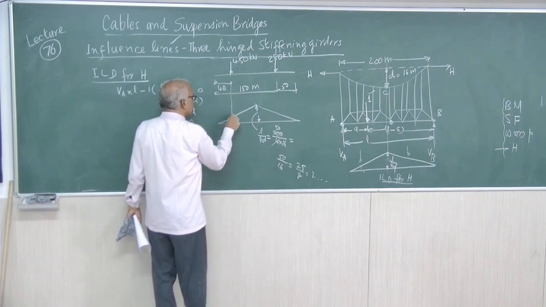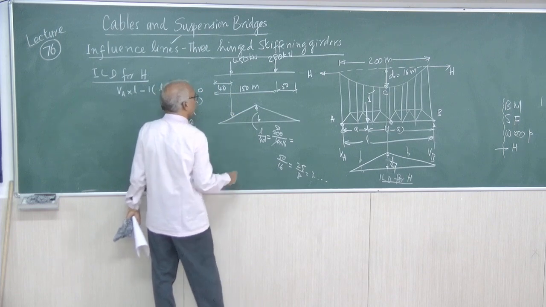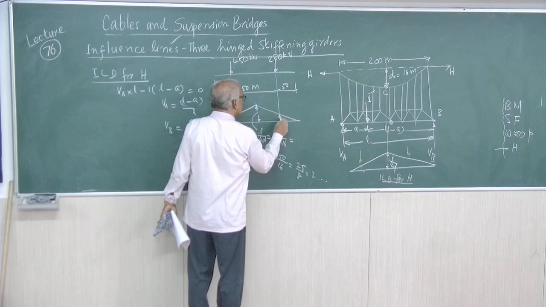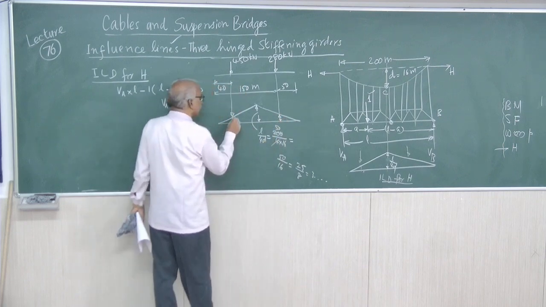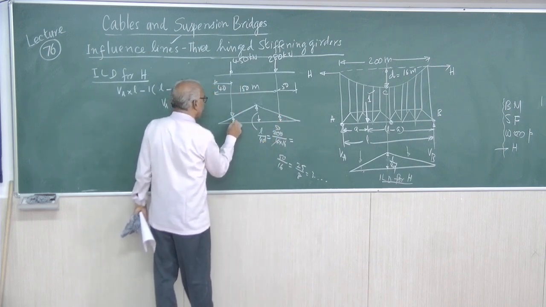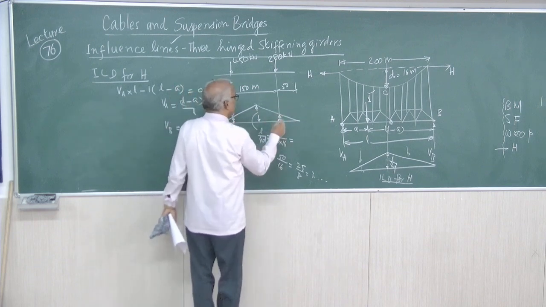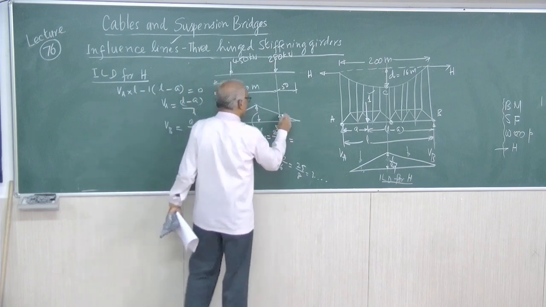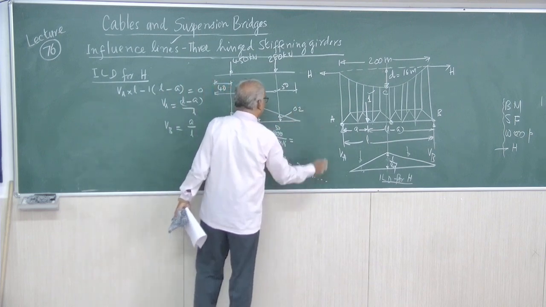This is 450. There is a load here, 280. So these ordinates we have to calculate. We'll call this O1, and this we will call O2.